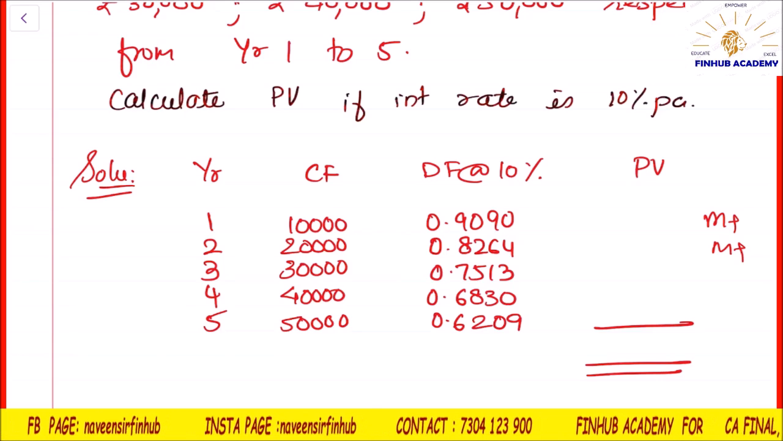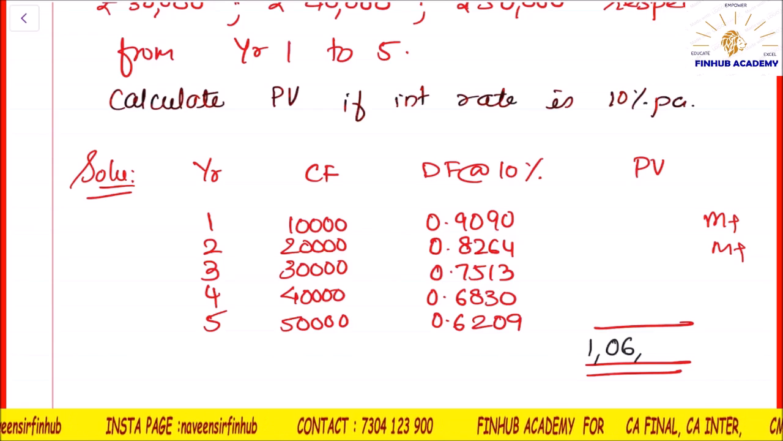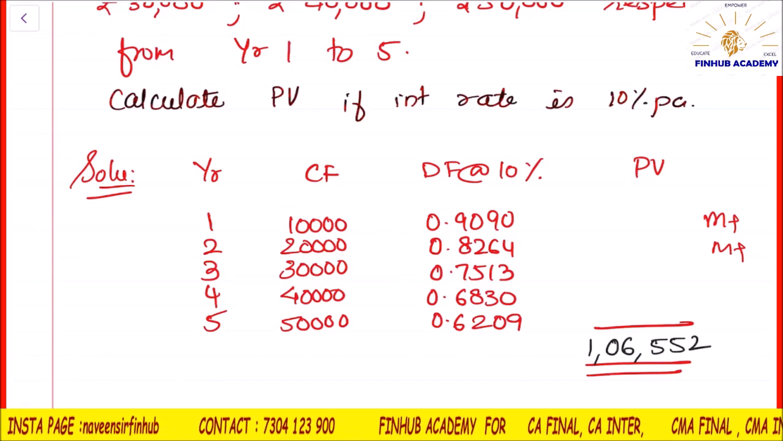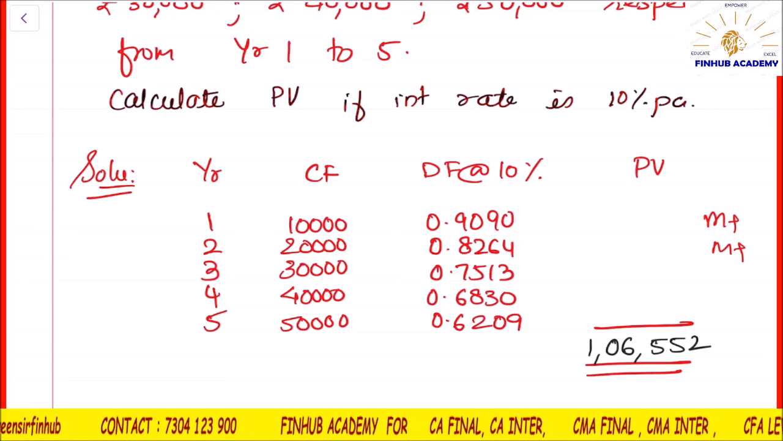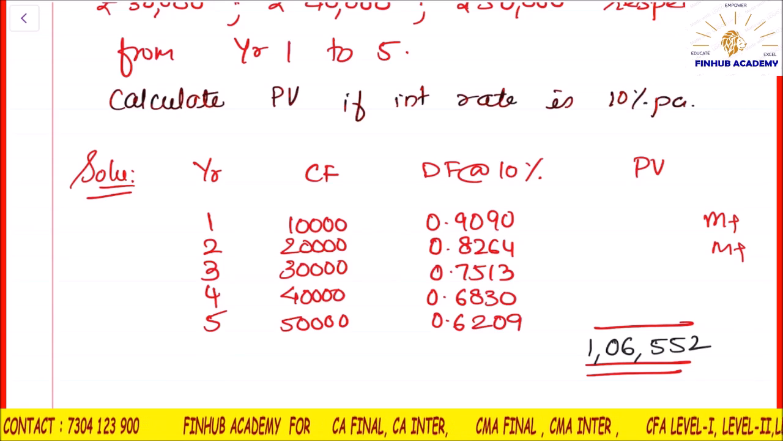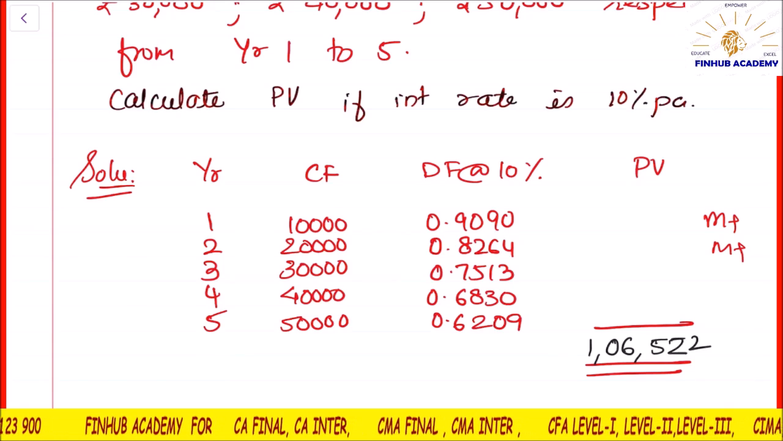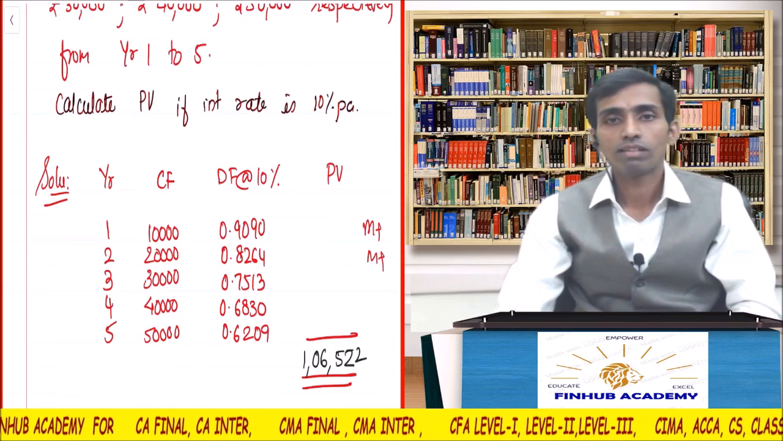Okay. Can anybody confirm? 1,06,552. Correct, na? I don't have the solution. Okay, fine. Please copy. 522. Okay, no problem. 1,06,522. Complete this.